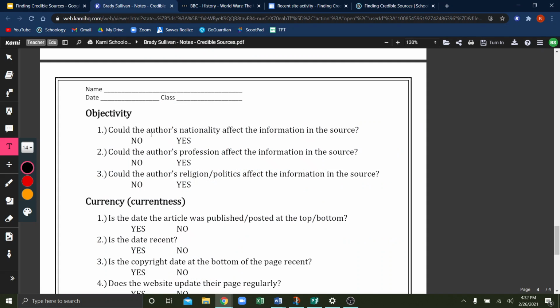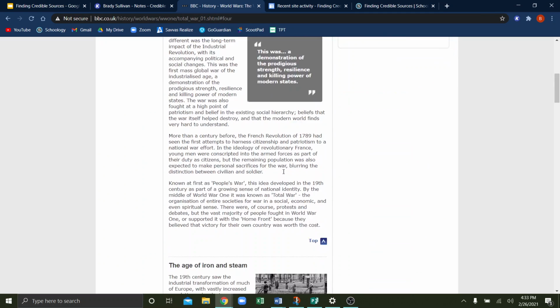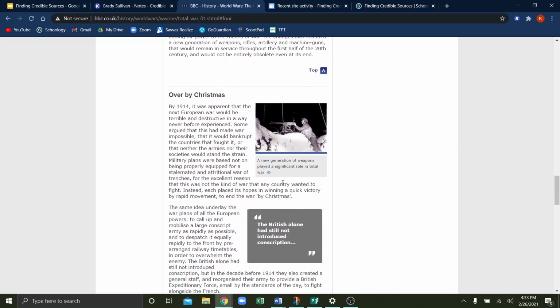So does the author's nationality affect the information in this source? Yes. Yes, it does. Absolutely. Could the author's profession affect the source? Now, what's his profession again? He's a war researcher.